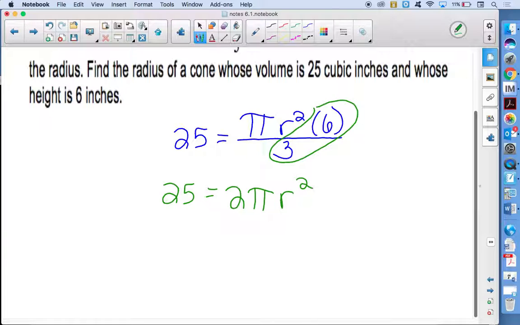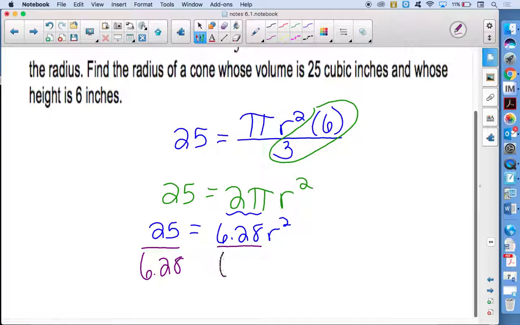Maddie, what else would we do to try and get r? What I did, I would multiply the 2 by pi, and it's 6.28, and then divide the 25 by the 6.28. Right, so she said this is 6.28, and then divide by that 6.28. So Maddie, 25 divided by 6.28 is 3.98. Perfect.